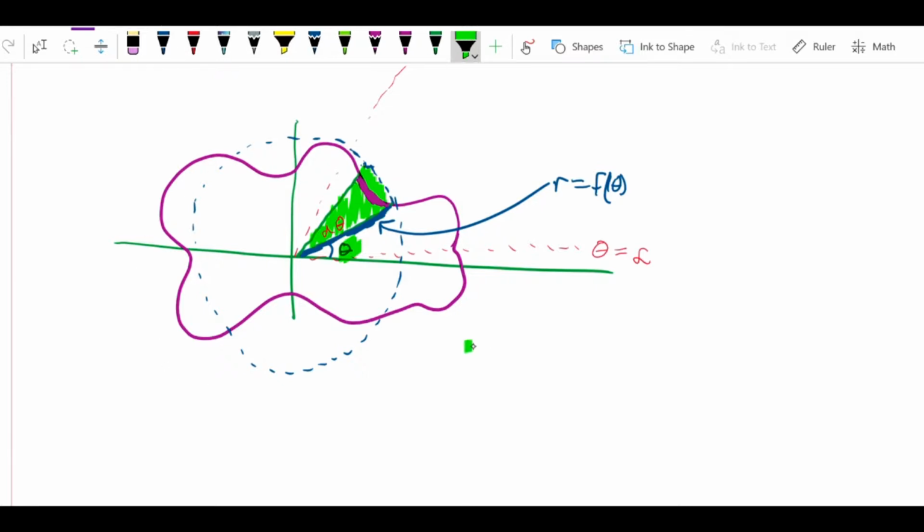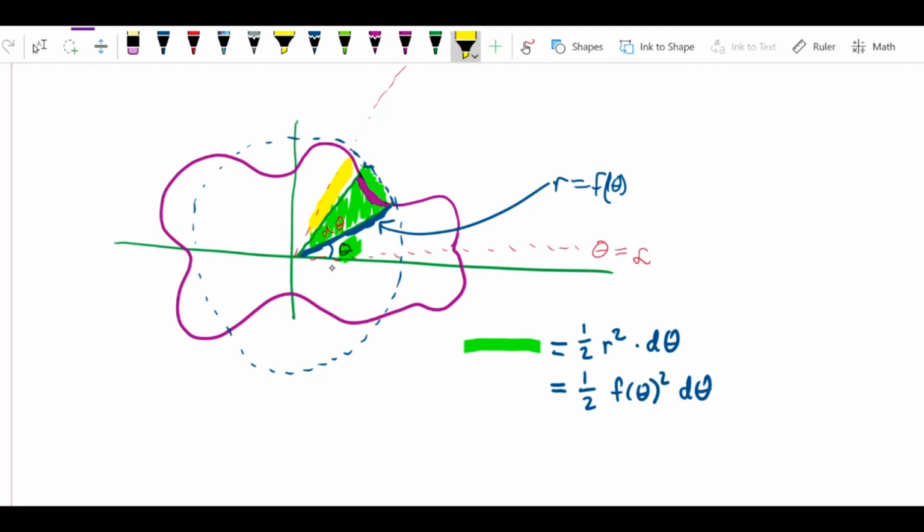So using this formula, the area of the green region is equal to 1 half r squared times d theta. Except that we know r is given by f of theta, so I can really write this as 1 half f of theta squared d theta, where f of theta is just the radius. Now, you should know where we're going with this. We now have the approximate area of one tiny little slice of the region we're trying to find.